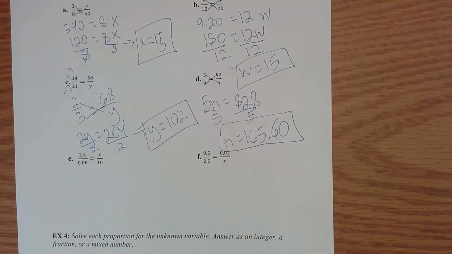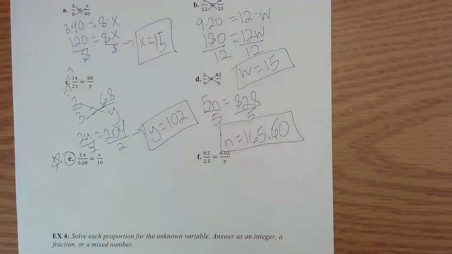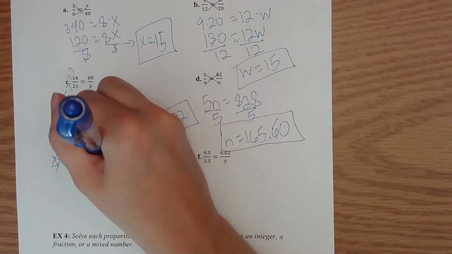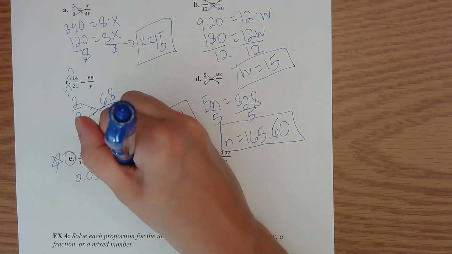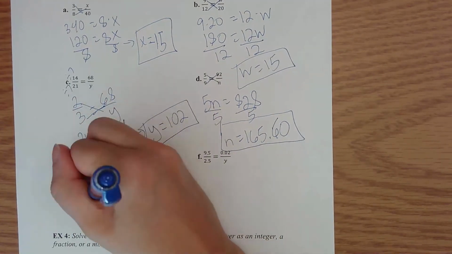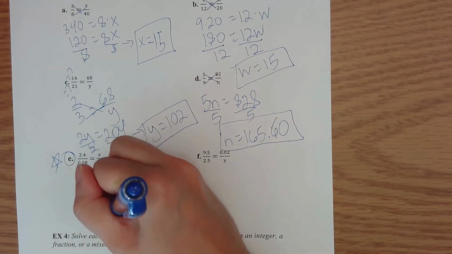Alright, are you guys about ready to try one? I know it has decimals in it, but it's the same procedure. If you haven't yet, go ahead and try part E. We have 2.4 over 0.08 equals x over 10. Go ahead and pause your video, and we will go over the answer in 3, 2, 1. When you cross multiply, you're going to get 0.08x equals 24. When you divide both sides by 0.08, you'll get x equals 300.